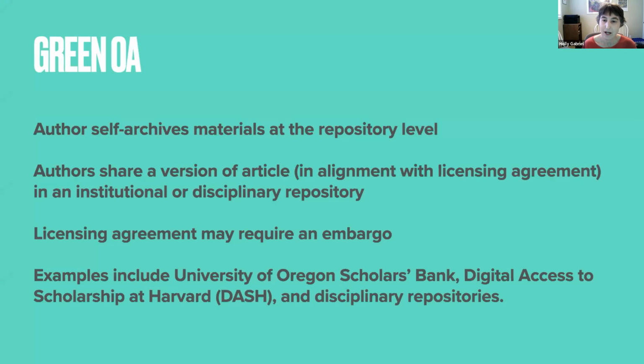Okay, so let's talk about green open access. This is the model where an author self-archives materials at the repository level. So the authors share a version of their article in alignment with a licensing agreement in an institutional or disciplinary repository. The licensing agreement may require an embargo, which is the time period before making the article public.